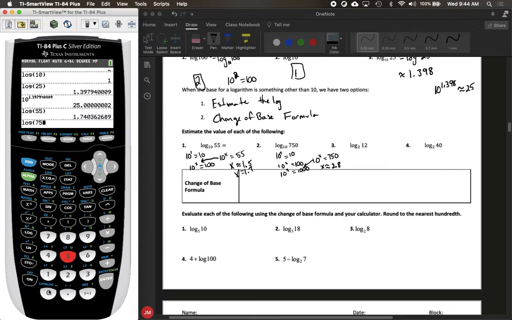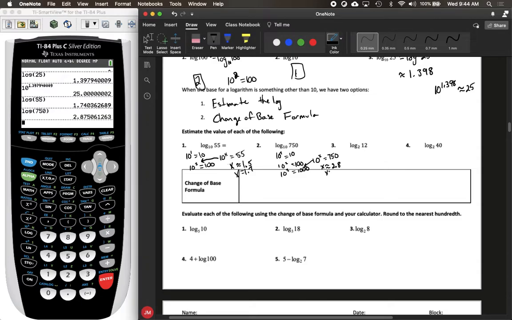So 10 log base 10 of 750 is equal to 2.87, so actually a little bit closer to 2.9, and so we got a little bit more accurate with our approximation and with our estimate on that second problem.